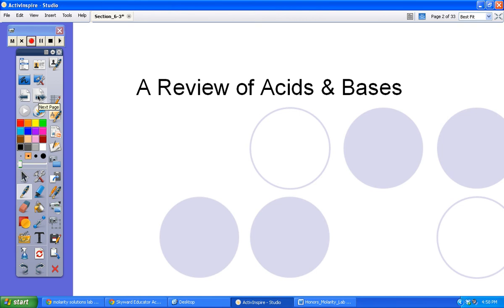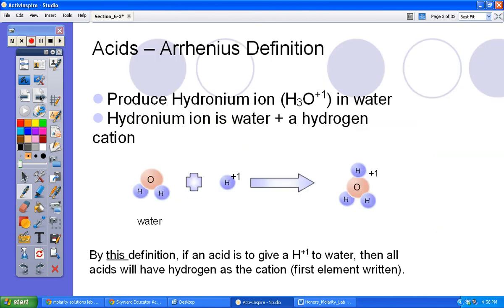So just a quick review of acids and bases because it's been a while since we talked about these. There's a definition for acids. Acids always produce what's called a hydronium ion. That's going to be really important today. And here's the mechanism below.